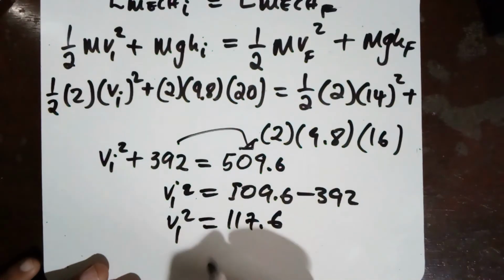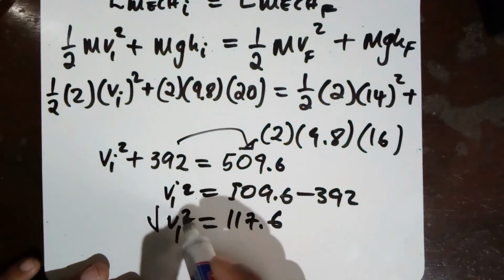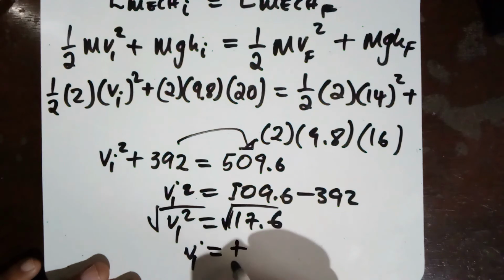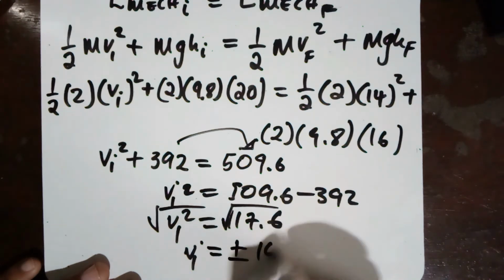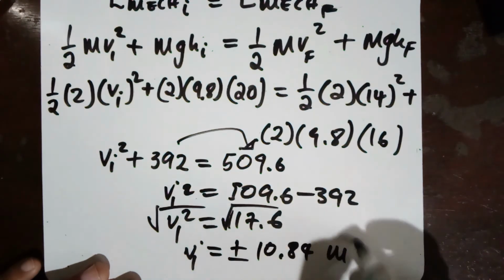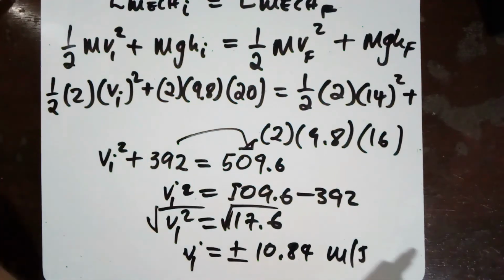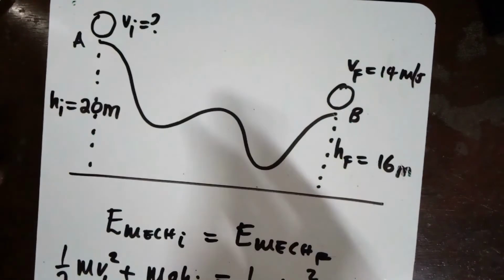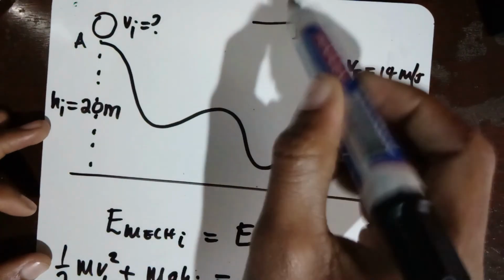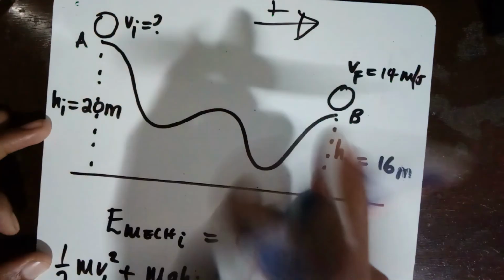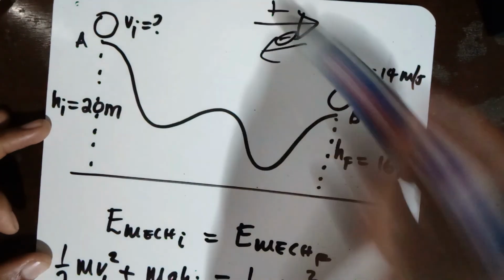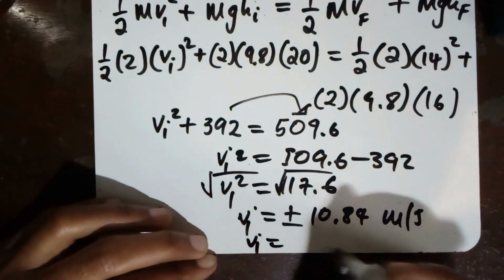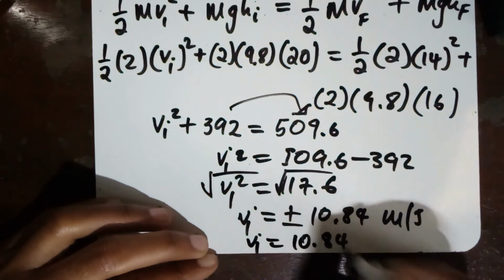Apologies for that. And then to remove the square, you just introduce the square root on both sides, and you find v_i to be plus or minus 10.84 meters per second. But we know that this thing is actually moving to the right, so we can define that position as positive to the right, and this one is negative. So our answer in a final form will just be v_i equals 10.84 meters per second to the right.